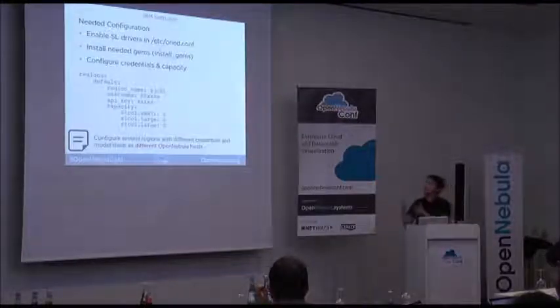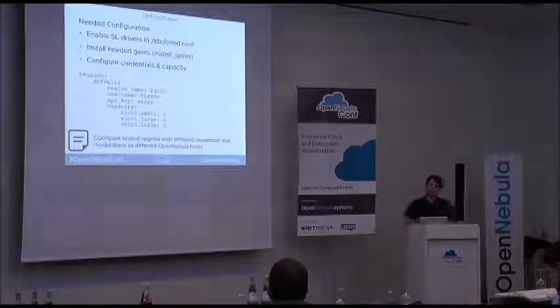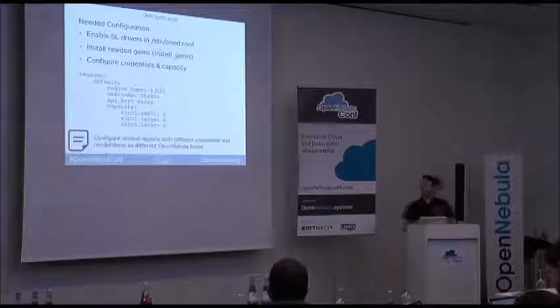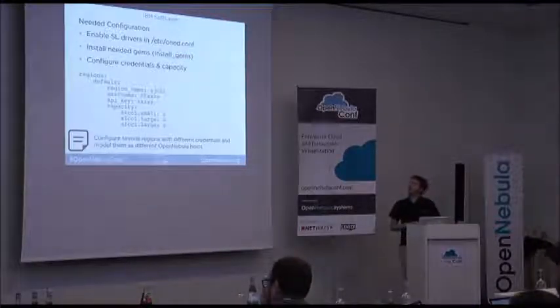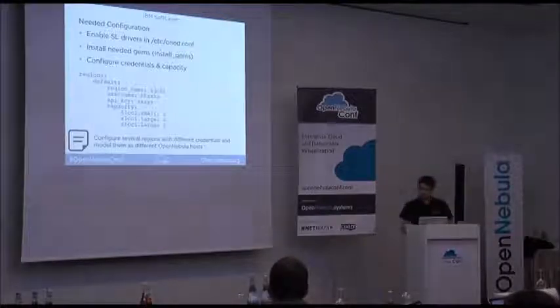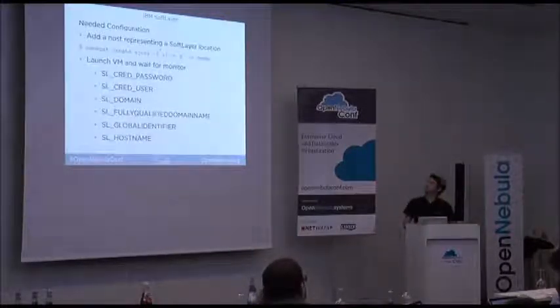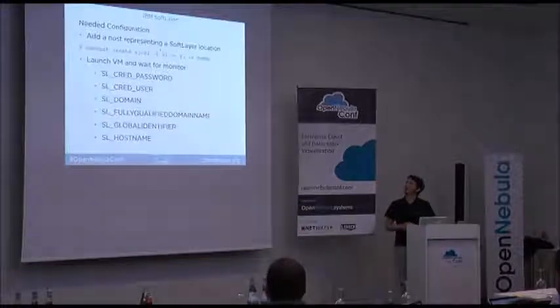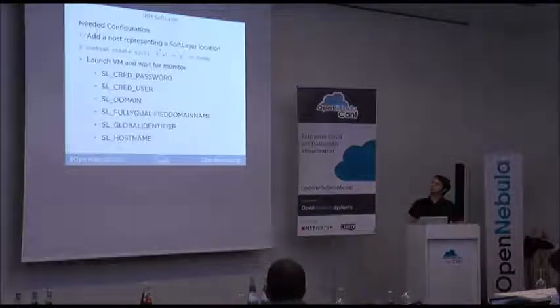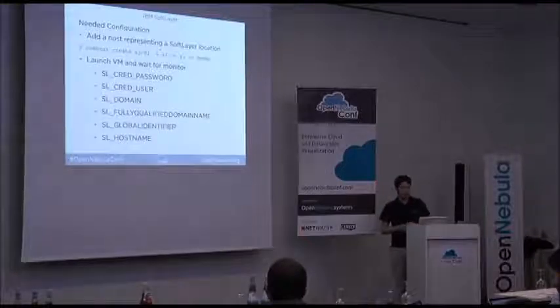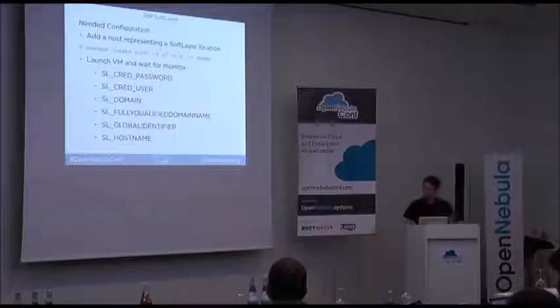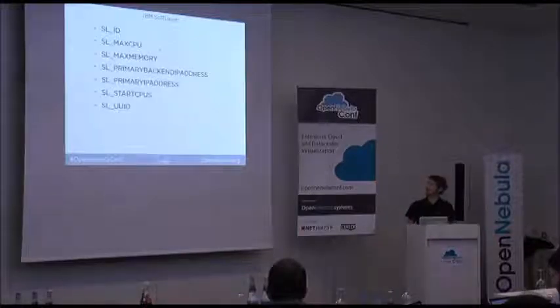Okay, so just briefly, SoftLayer. Almost the same thing. You enable the SoftLayer drivers, you install the needed gems, you define the capacity of the different regions, and you put the username and the API key that will allow OpenNebula to launch virtual machines in SoftLayer on your behalf. Again, you create a host modeling a SoftLayer location, and you can launch virtual machines and get information back to you, like the user credentials, some network information, max memory and max CPU.